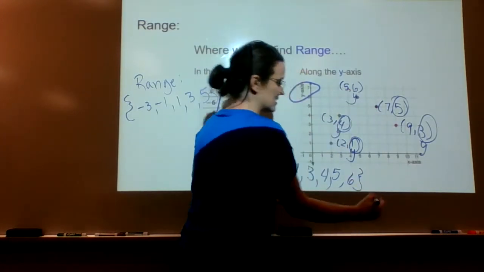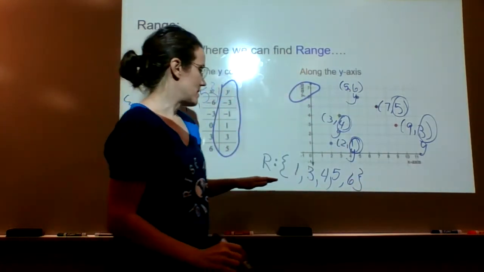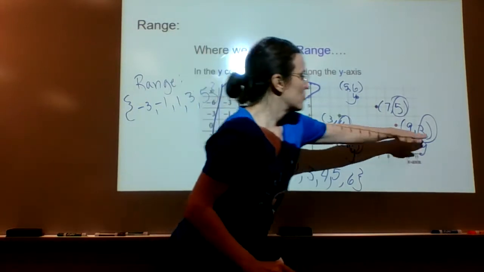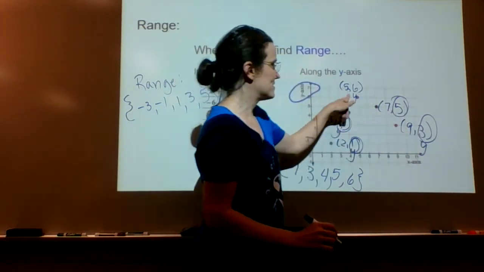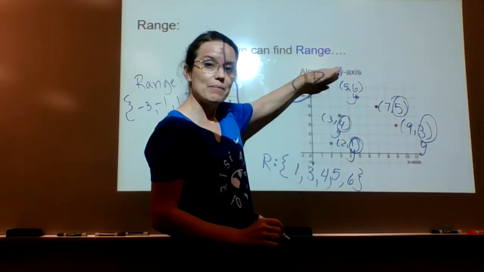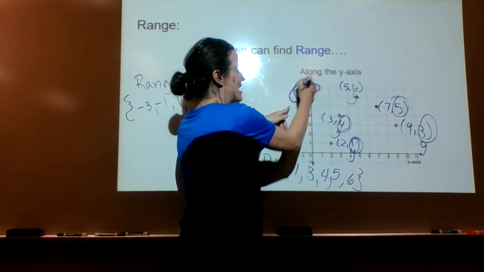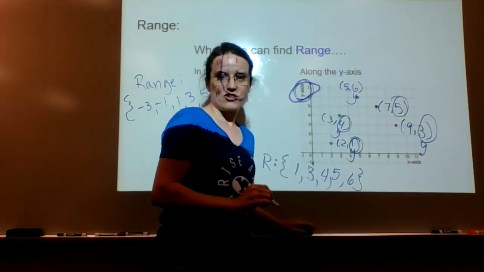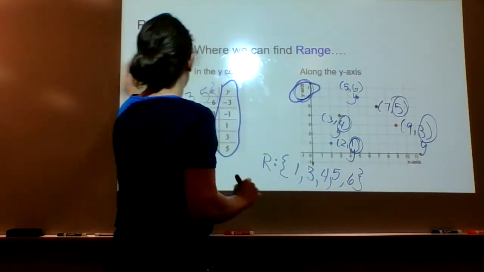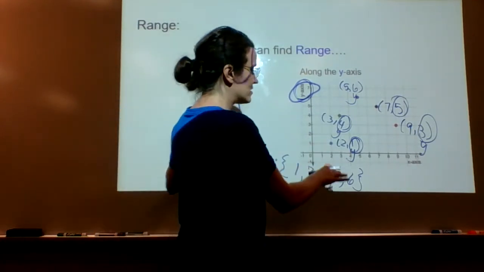So 6 is in my range. So my range is 1, 3, 4, 5, 6. That tells me how high up and down along the y-axis my function goes. Okay? And again, I like to do these in order.